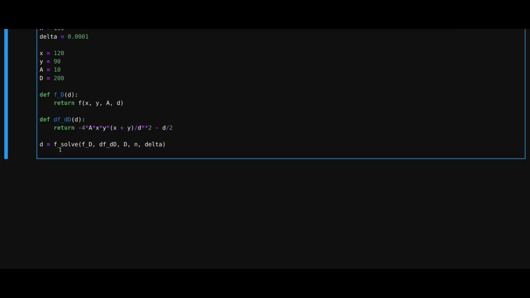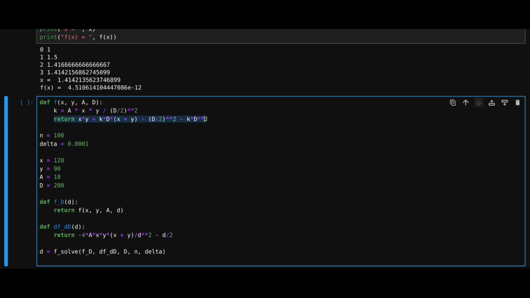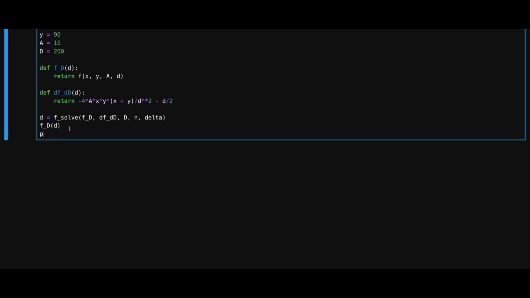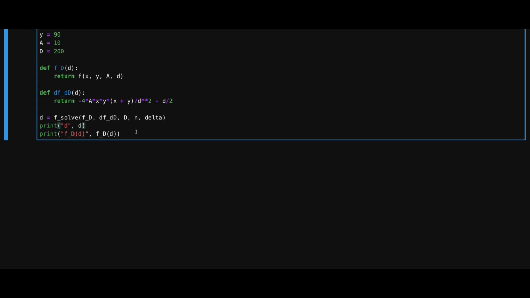So let's say that Newton's method was able to find d given these parameters, x, y, and a. It calculates d where it satisfies this equation, where this is equal to 0. So let's evaluate f of d passing in this d that was found by Newton's method, and then let's print both of these out. Print d, and then print f of d passing in d. So here I'll say f of d, and then remove this. Okay, let's execute this code.